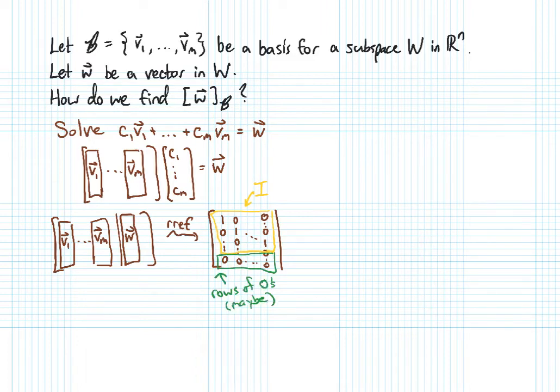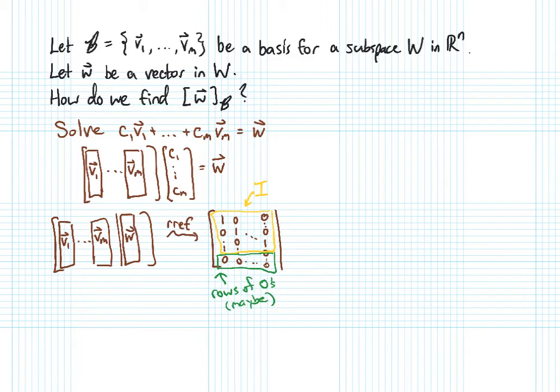In the example we did earlier, we didn't have those rows of zeros at the bottom because the number of rows was equal to the number of columns. But in general, it could be possible for the number of rows to be more than the number of columns, and then you'd have some extra rows of zeros at the bottom.